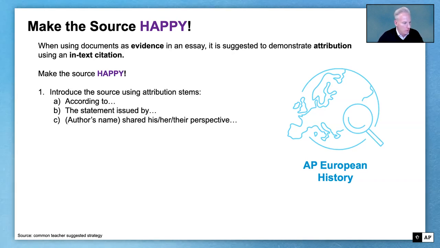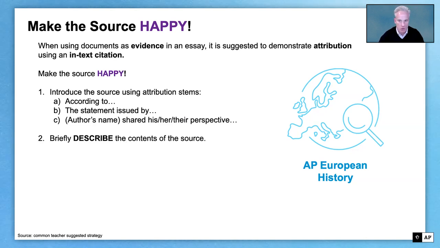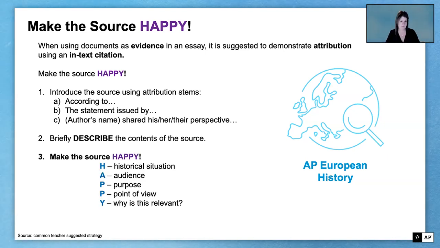So introduce the source using attribution stems like according to, or the statement issued by, or the author's name shared their perspective. These are stems that get you into that without saying, oh, doc 1, doc 2, doc 3. That's appreciated, but a better way to do this, because you're moving on to becoming even more sophisticated writers, is to use those attribution stems. Then briefly describe the contents of the source. Please don't quote the source. Readers know what the sources say, they can read, and they want you to summarize the contents of the source.